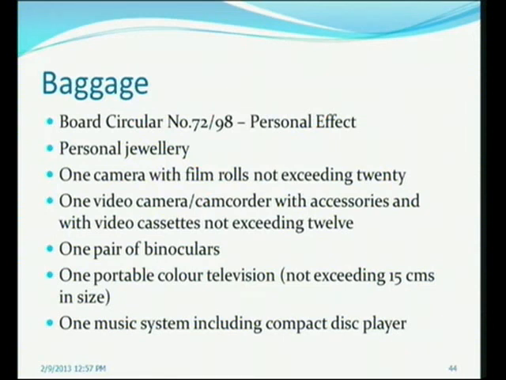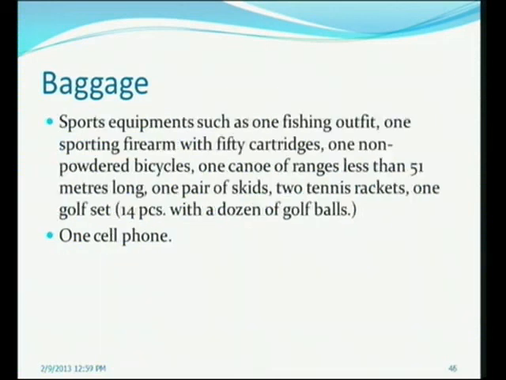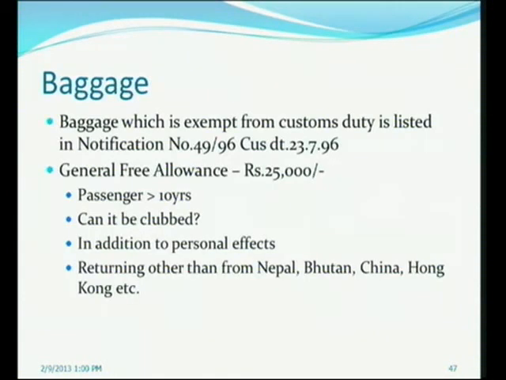Okay, then the circular says what all is your baggage, 72 of 98. Jewelry, camera, video camera, binoculars, television, music system, typewriter, and I think laptop also over here. So this is there in the baggage. And then sports equipment, cell phone. There's also notification number 49 of 96, which exempts duty on goods listed in that notification. Only the items listed in that notification, though it's baggage, are going to be exempted.